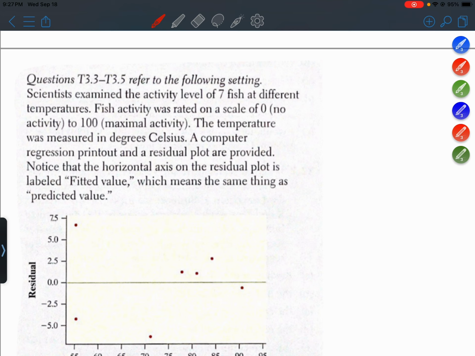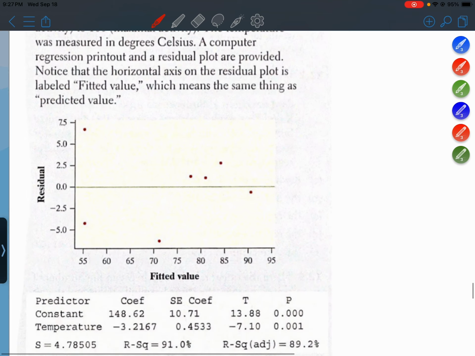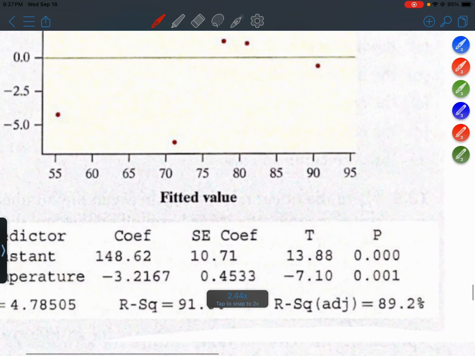Notice that the horizontal axis on the residual plot is labeled fitted value, which means the same thing as predicted value. Okay, so let's just go ahead and make that change. All right, let's write this as predicted value.